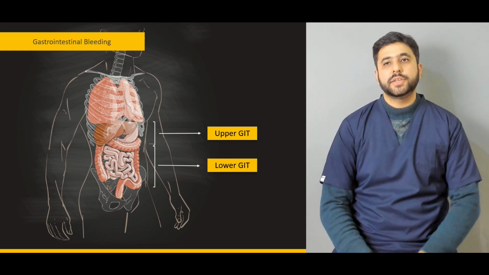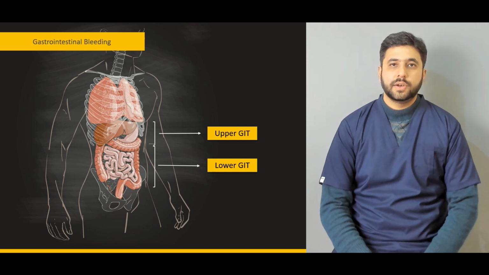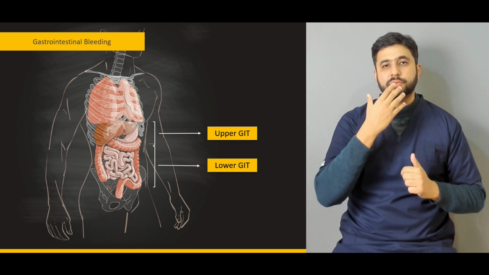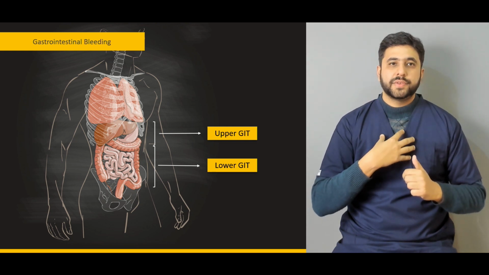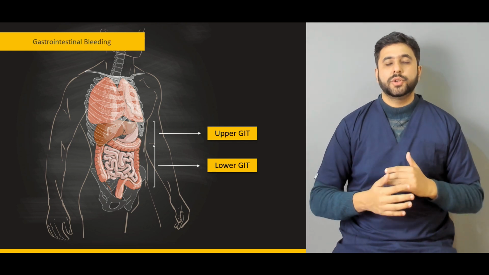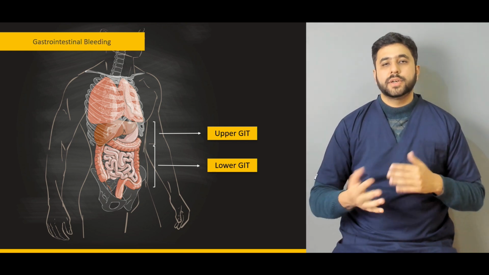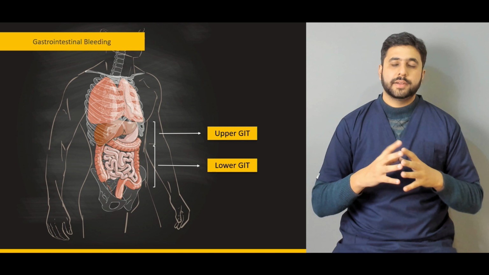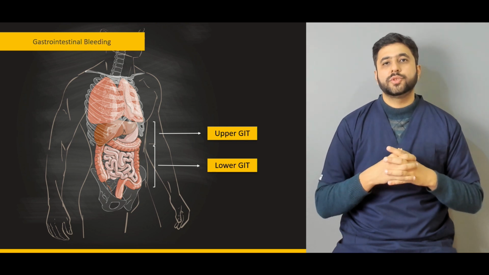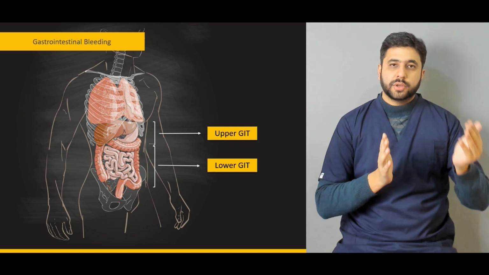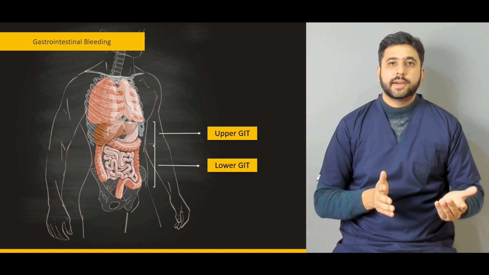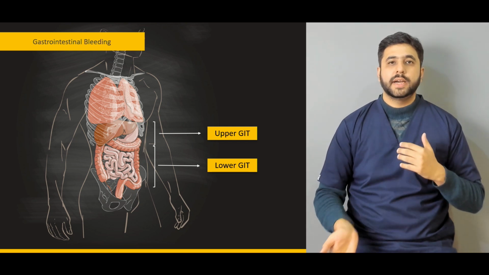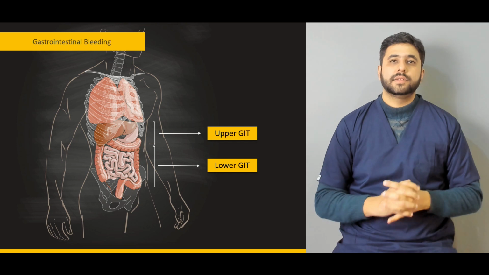Now, where is the demarcation between the upper gastrointestinal tract and the lower gastrointestinal tract? We generally characterize the upper GIT as starting from the mouth, then the esophagus, then the stomach, and then involving the duodenum. Onwards from the duodenum is the ligament of Treitz, which is present at the duodenojejunal flexure. Proximal to the ligament of Treitz, it is all characterized as upper GIT, and distal to the ligament of Treitz, all the way up to the anus or the rectum, it is characterized as the lower gastrointestinal tract.